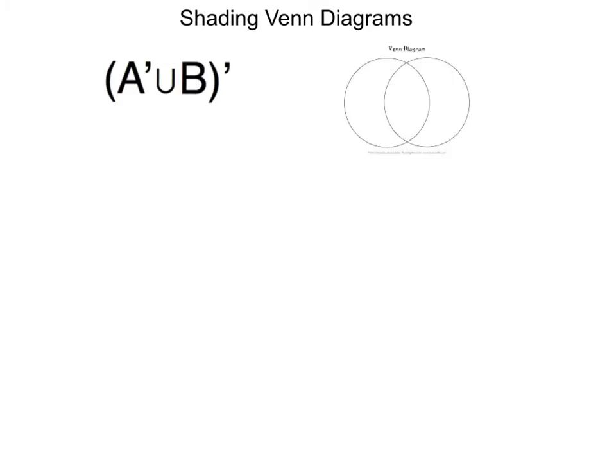So let's take a look at the following example. We have A prime union B prime. So here's the idea. We want to take our Venn diagram, and we're going to draw a rectangle around it so that we have a universe. And we're going to label all the different regions that we see. If we look at a Venn diagram containing two circles, we see that there are always going to be 1, 2, 3, 4 different regions in this picture.